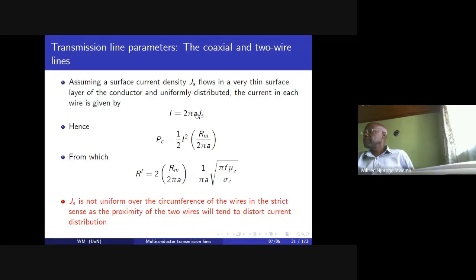It will be uniformly distributed if we assume that the two wires, because the current must go into the wires and come out of the other wire, are separated by a very large distance, so to speak, so that the magnetic fields around each individual wire do not interact with the other one. Okay, so this is the strict sense, and therefore the expressions that we have obtained must be corrected for the case when the wires are close together. So this phenomenon is usually referred to as the proximity effect. Maybe you may have talked about it when you were dealing with electromagnetics in the third year course.